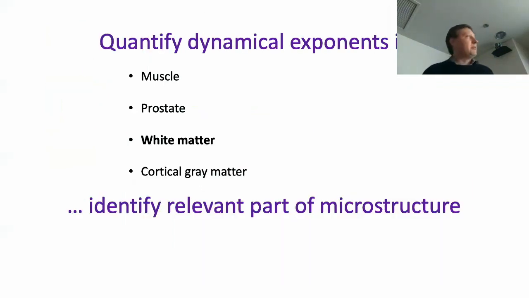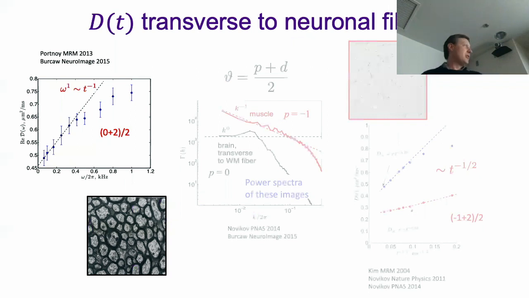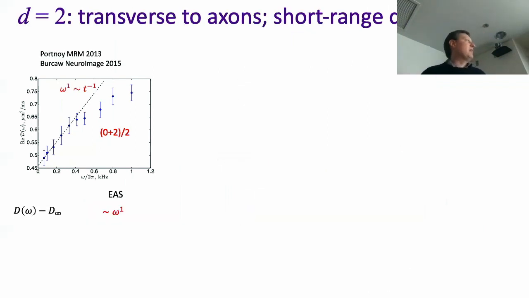So let's go to white matter. I already showed you this beautiful example of Sharon Partnoy's data. And this is what we expect. Where is this power law scaling coming from? Obviously from the extra-axonal space, because that's where water can go anywhere, but scatters off the myofibers, and because they are placed randomly, that gives you this power law exponent 1.